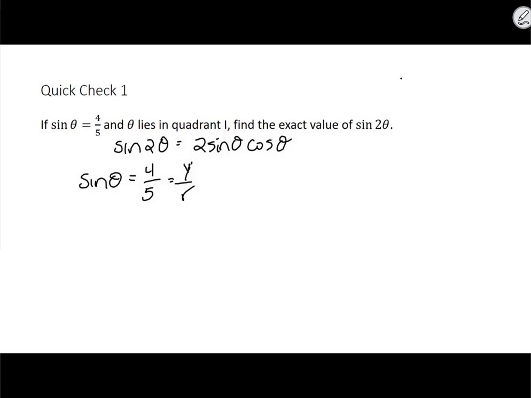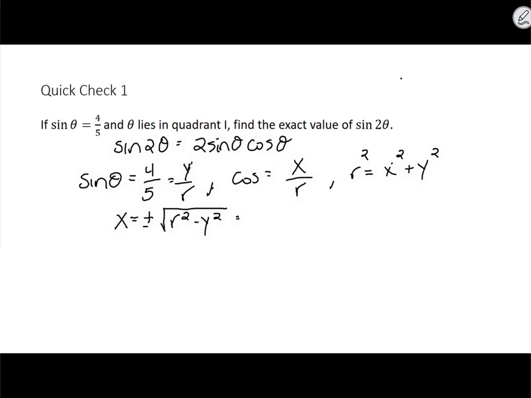Okay, so if sine theta is y/r and cosine theta equals x/r, and we know that r squared equals x squared plus y squared, this is just like the Pythagorean theorem, just relabeled a little bit. Then we can just plug in y and r from sine and solve for x. So when I do that, I'm going to get that x equals plus or minus the square root of r squared minus y squared.